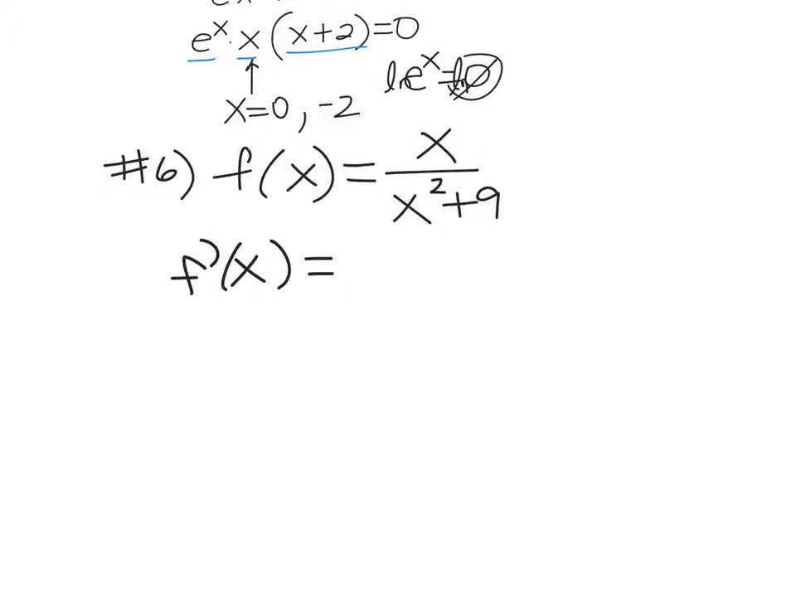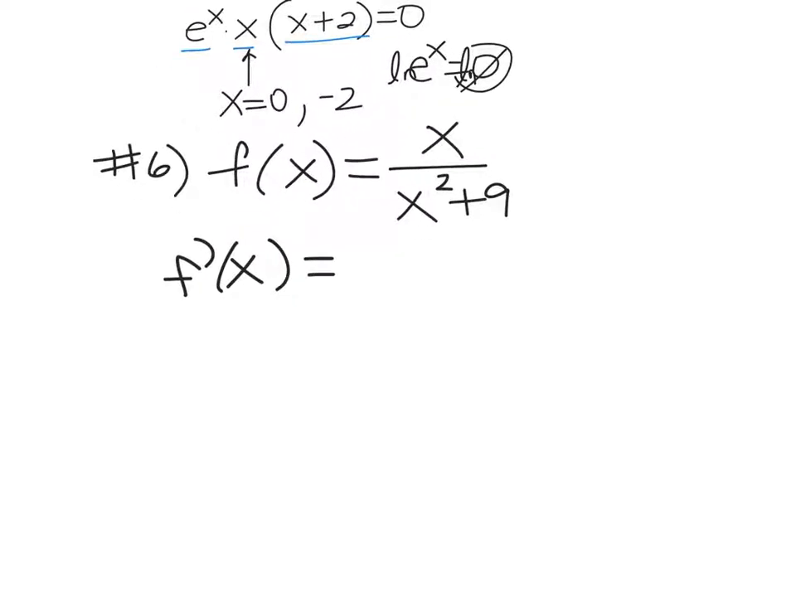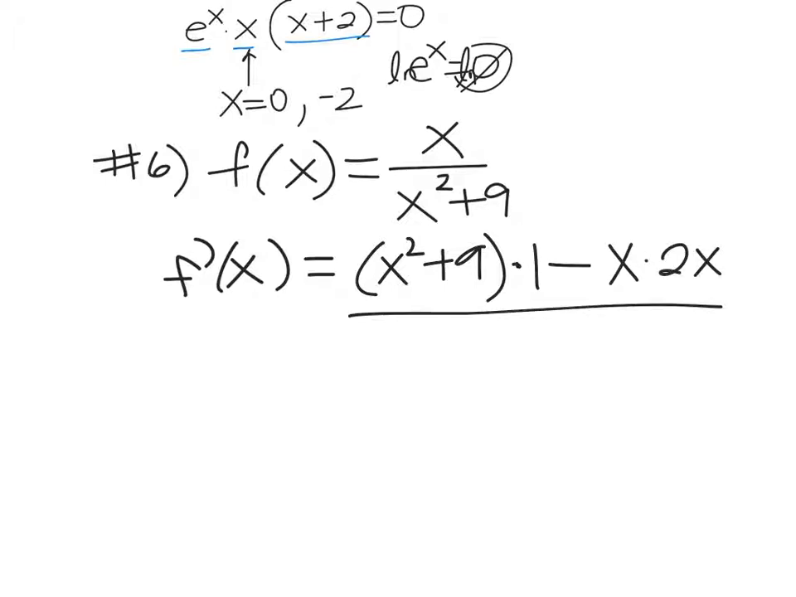I thought we were supposed to use the quotient rule. Yes, f prime. Quotient rule? Okay, so low d high minus high d low over the square of what's below.